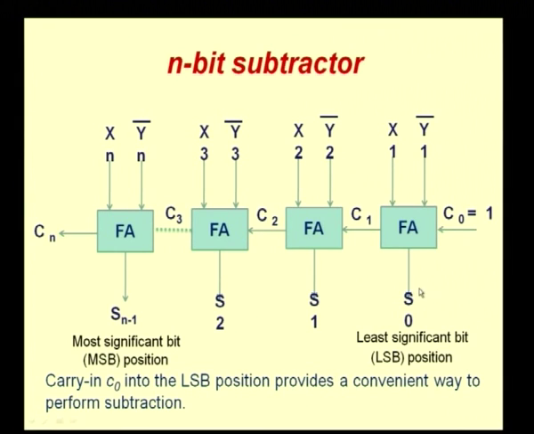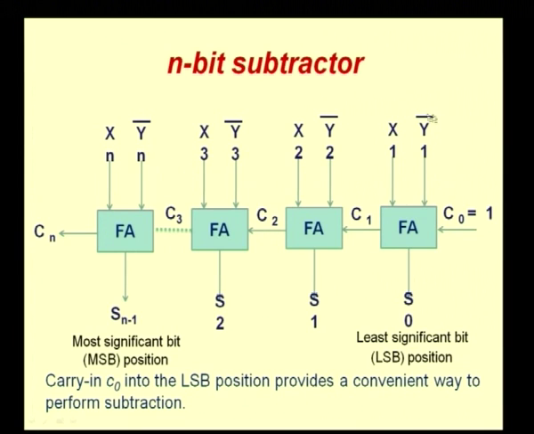Now, to convert this into a subtractor, all we need to remember is that if I want to do a minus b, I just need to take the 2's complement of b and add it to a. That means a subtraction is converted into an addition. Extending that idea here, I want to subtract y from x. So, I need to take the 2's complement of y and add it to x. Now, what is the 2's complement of a number? It is the 1's complement plus a 1.